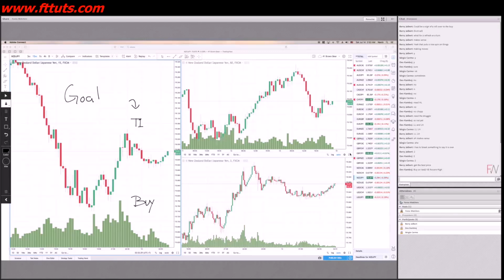Get the best price. Very good. Get the best price. Dave, buy on test 2 till recent high. The goal is as low as possible, away from landmines. Come on, baby, give me the best price. That's the goal. So what we're looking at is, here comes test 1.